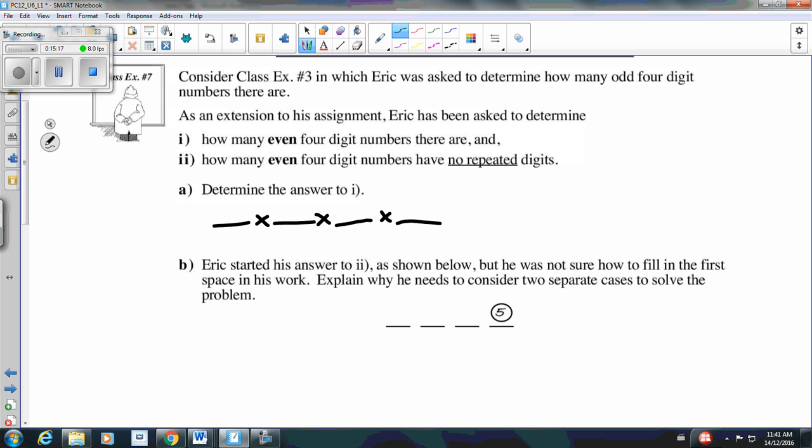Now this needs to be even, so I'm going to start with that restriction. Remember, even numbers end in 0, 2, 4, 6, or 8, so I have 5 choices there. For part I, we don't need to worry about repetition, so I just need to remember that my first digit can't be 0, so I have 9 choices, and then 10 choices for each of the middle 2. This gives me 4,500.